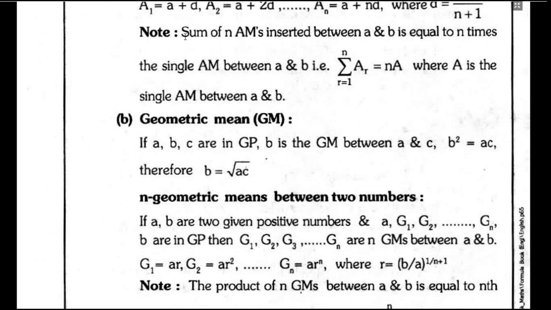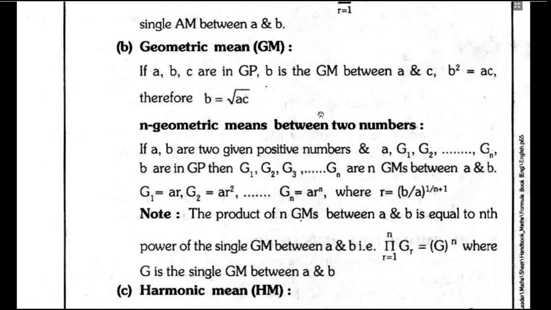If you have been asked to tell the sum of these arithmetic means which were inserted between A and B, then it will be equal to nothing but n times A, where A is the single arithmetic mean between A and B. It will be equal to n times the arithmetic mean between A and B. Geometric mean: if A, B, C are in GP, B is the geometric mean between A and C. B square equals AC, therefore B equals the square root of AC.